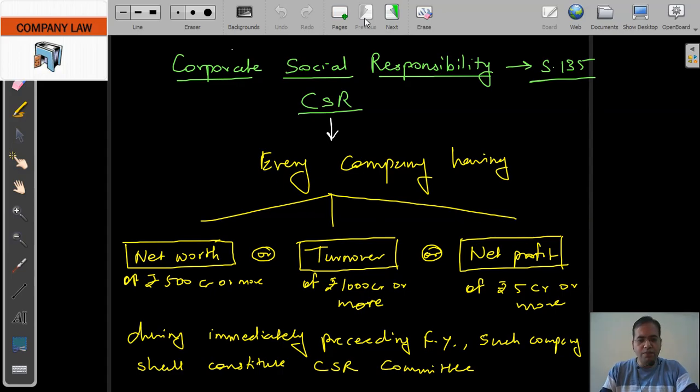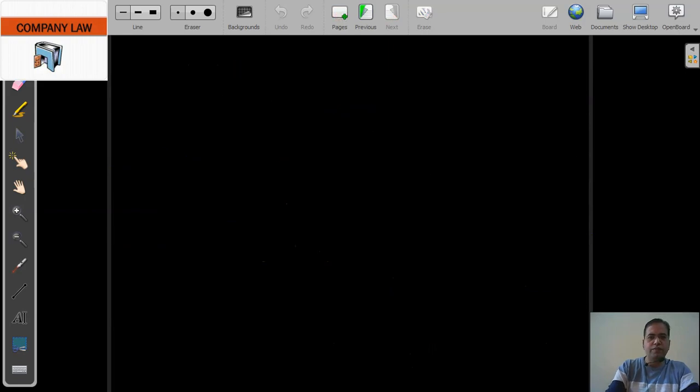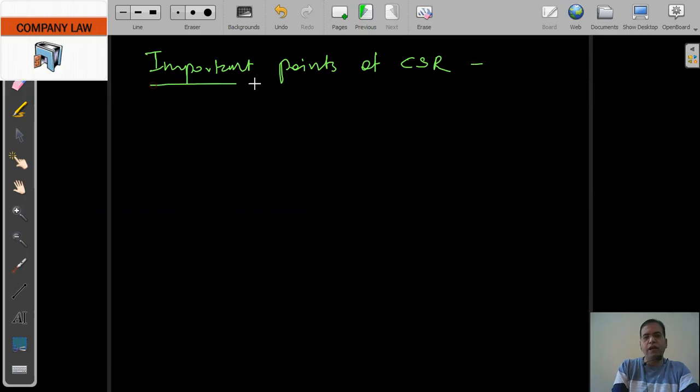So let's now talk about some of the important pointers relating to CSR, so that we'll understand in a better way. Important points for CSR. One has to keep in mind the important points.